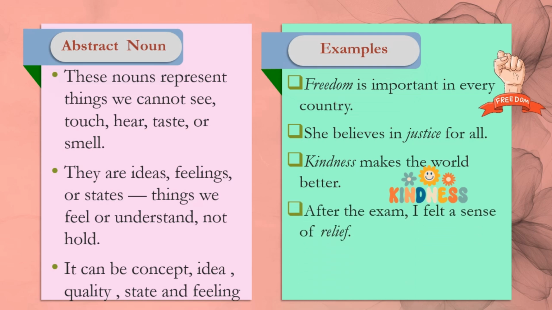After the exam, I felt a sense of relief. Relief is an emotion we experience. He was full of happiness on his birthday. Happiness is a feeling, not something we can hold. These examples show how abstract nouns describe intangible things, ideas, emotions, and states of being. Can you think of others?